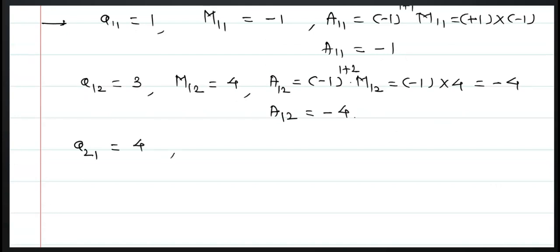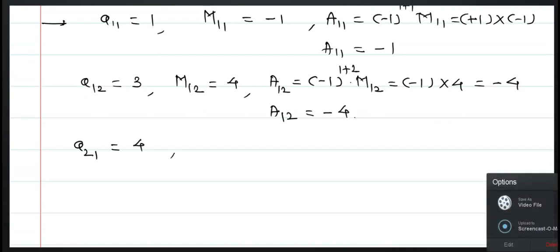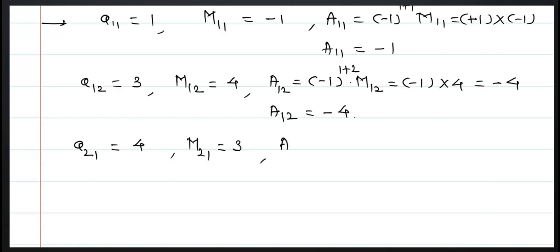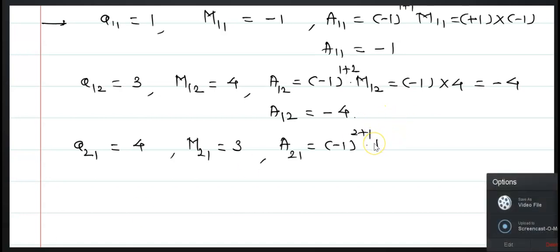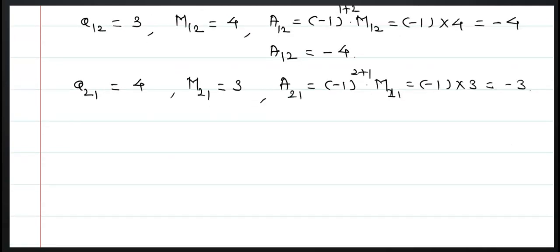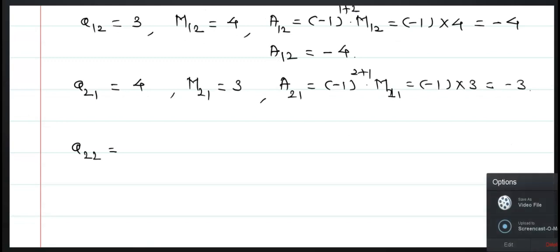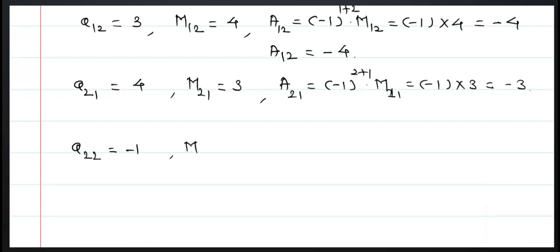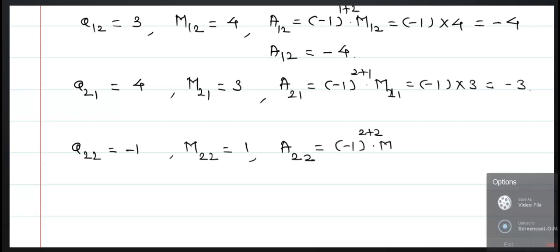Then a21 is equal to 4. Therefore, its minor is 3. And a21 is equal to -1 raised to 2 plus 1 into m21, that is -1 into 3, that is equal to -3. And last is a22. The element a22 is -1, m22 is 1, and a22 is -1 raised to 2 plus 2 into m22, and hence it is again 1.